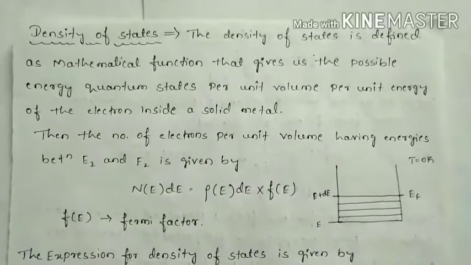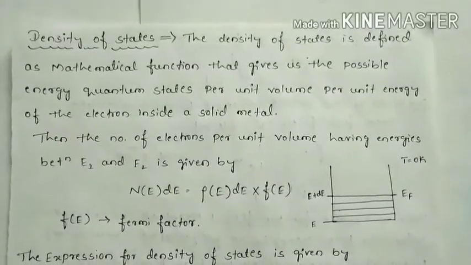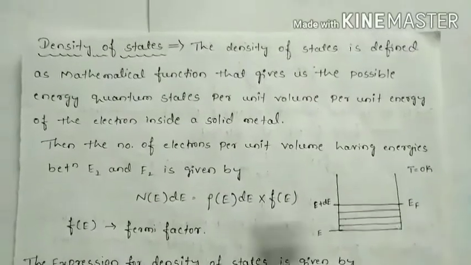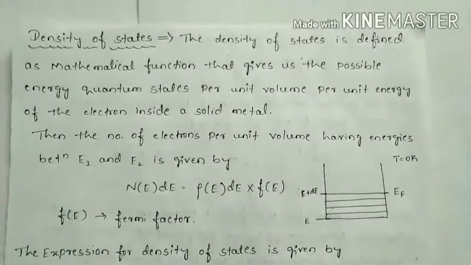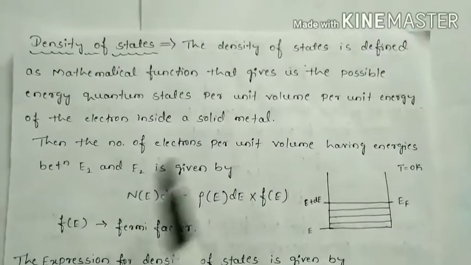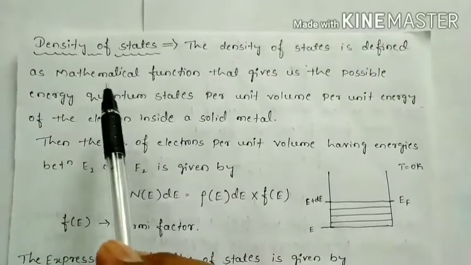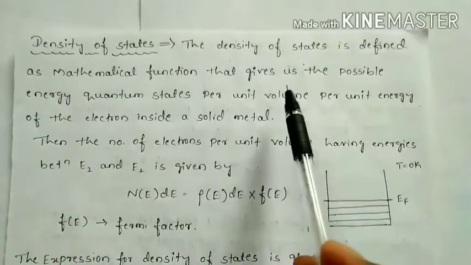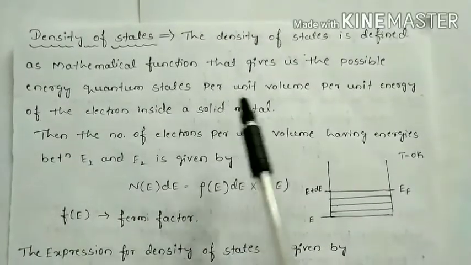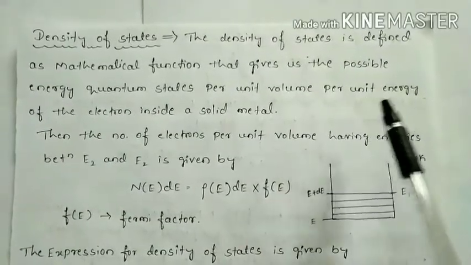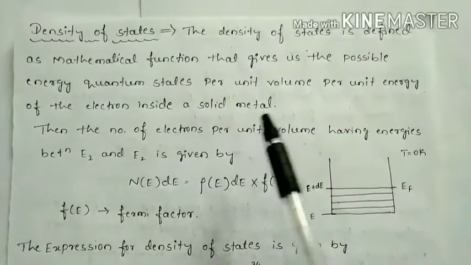Hello dear students, today we will discuss the next point in quantum free electron theory, that is density of states. So what do you mean by this density of states? The density of states is defined as a mathematical function that gives us the possible energy quantum states per unit volume, per unit energy of the electron inside a solid metal.